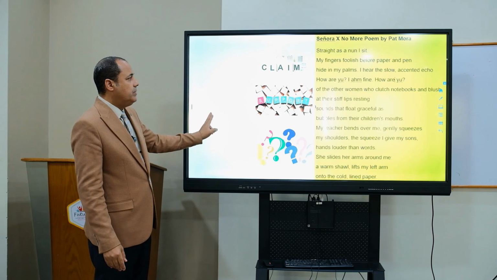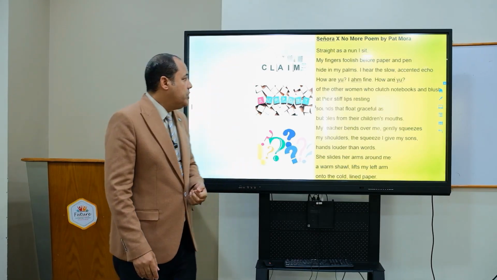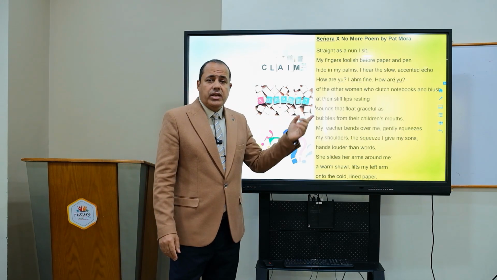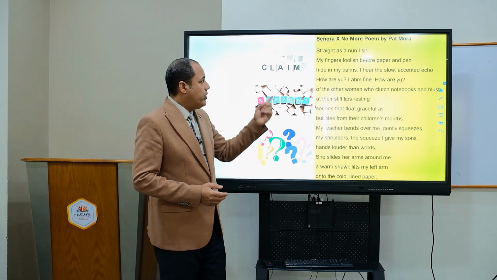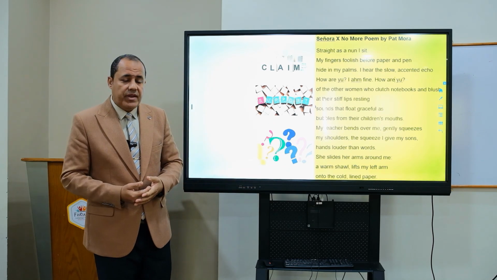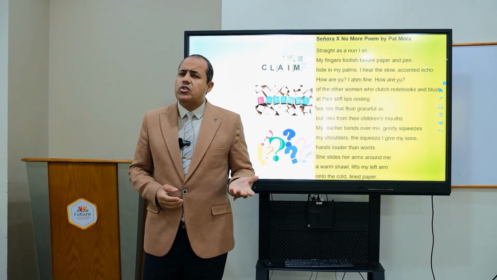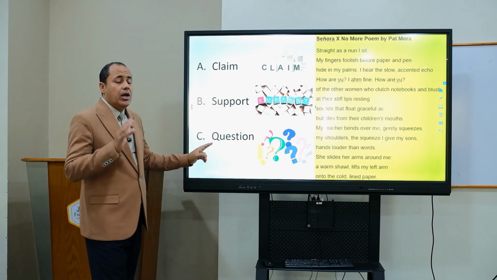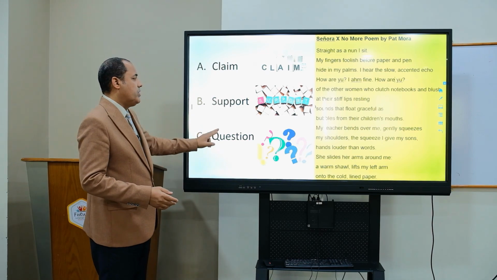So let's have an example. We have here a poem by Pat Mora, Sentimental X No More. If we look here, we might have some claims. My claim is that she is struggling learning a new language. Now, we need to support this from the text. If you read the second line, you will find that her fingers polish before the papers. So now I have a claim and I have a support. The last one is to ask a question. Is she struggling? Why does she struggle? And so on. So this is one of the best thinking routines that we can use at the end of a unit in the classroom with our students.